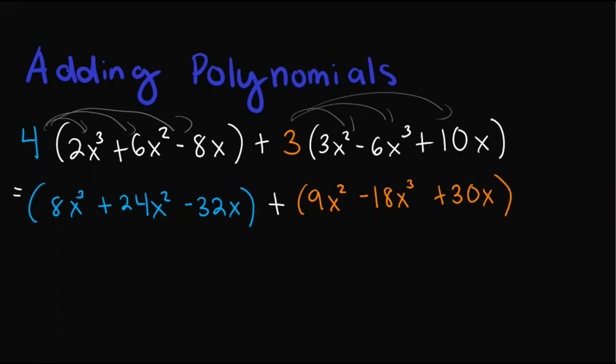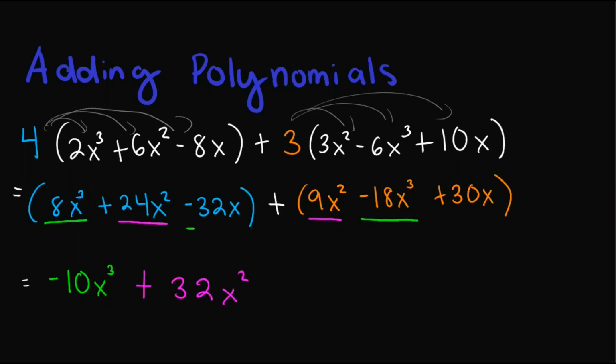And now we can add these polynomials by adding its like terms. So first is 8x cubed. Its like term in the other is negative 18x cubed. Adding the coefficients would give us negative 10x cubed. For the next one, we have 24x squared. Its like term is 9x squared. Adding those two out would give us 33x squared.